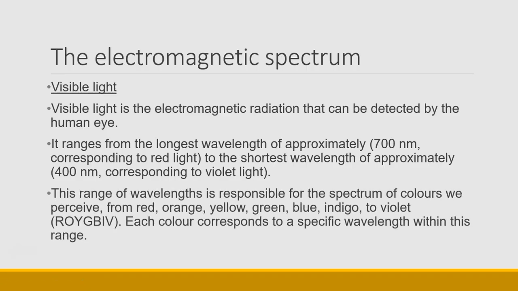This range of wavelengths within the visible light spectrum is responsible for the colors that we see, and those are the colors of the rainbow, represented as ROY G. BIV: red, orange, yellow, green, blue, indigo, violet. And each color has a particular wavelength or particular range of wavelengths.